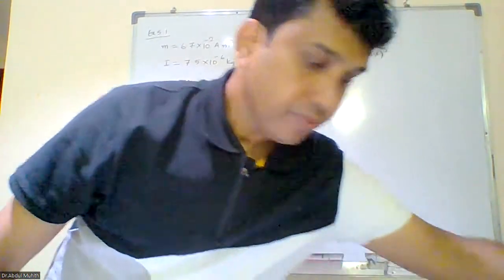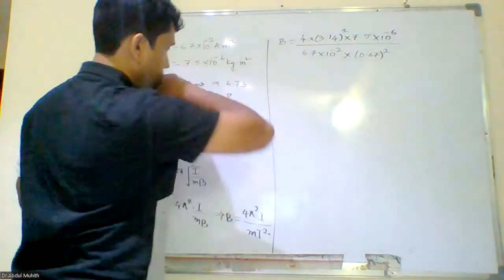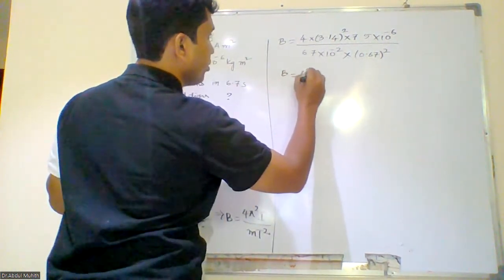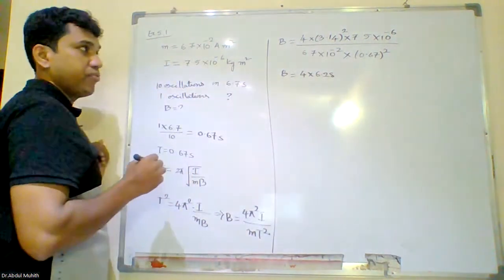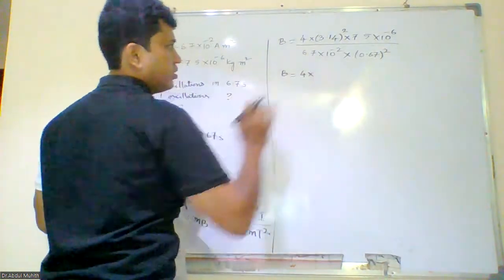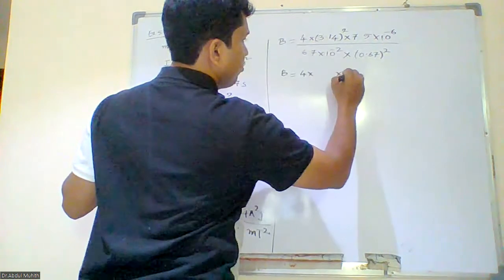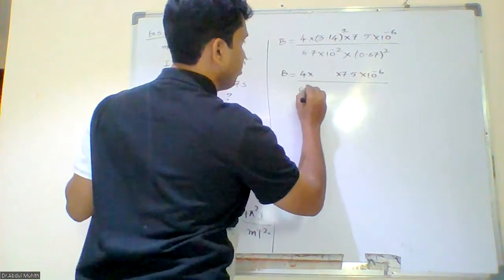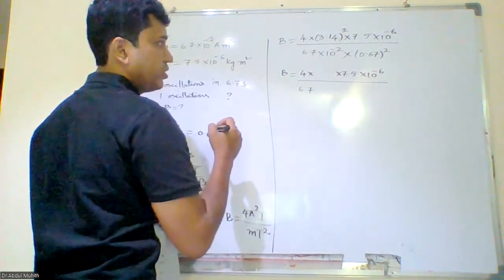Clear? Yes, sir. So see here. B is equal to 4 into 3.14, 3.14. If you square it, it becomes 9 point something, into 7.5 into 10 to the power of -6 divided by 6.7. So also if it is 6.7, it will become 6.7 whole cube.